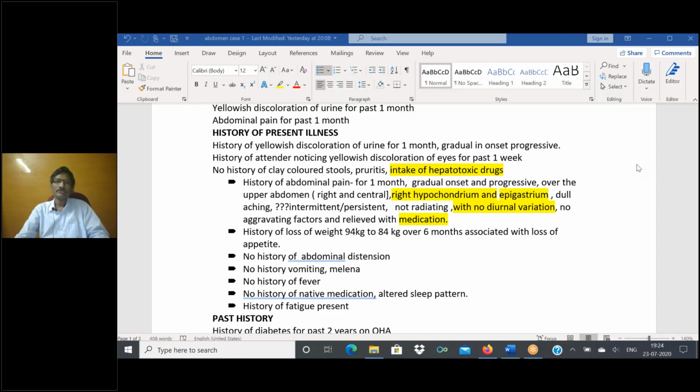Okay. So anything else we have left out here in the history of presenting illness, which is targeting the symptom? Jaundice for one month, abdominal pain for one month. Have we failed to mention anything which is relevant to the patient in the history of presenting illness?